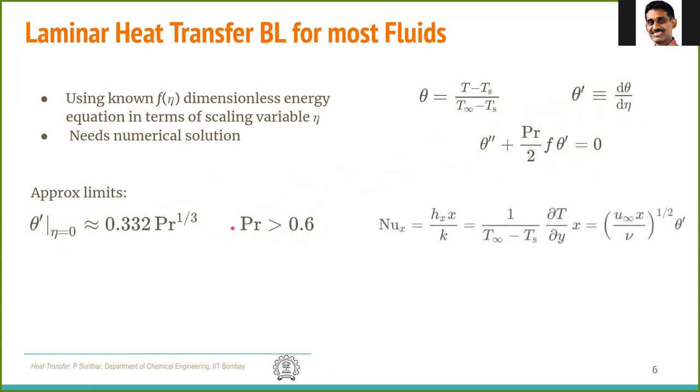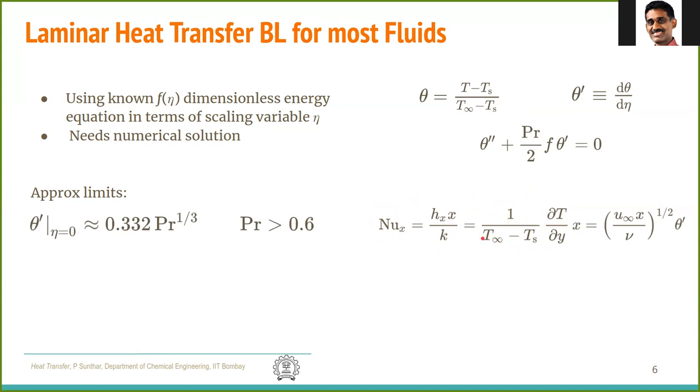Now, we can derive the expression for Nusselt number. Remember, that was our main objective, to obtain expressions for the Nusselt number. Now, Nusselt number is h_x x by k. Now, h_x by k is nothing but 1 by (T infinity minus Ts) times q, which is the definition of h_x in terms of q. And then q is k times partial T by partial y. So that k comes down, and then we have this expression h_x by k times this x.